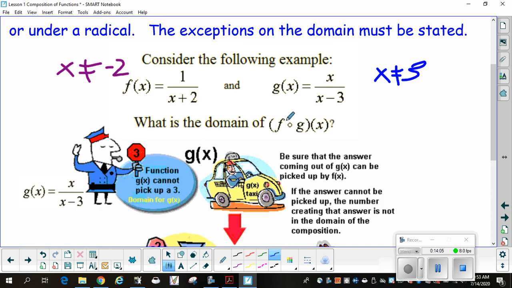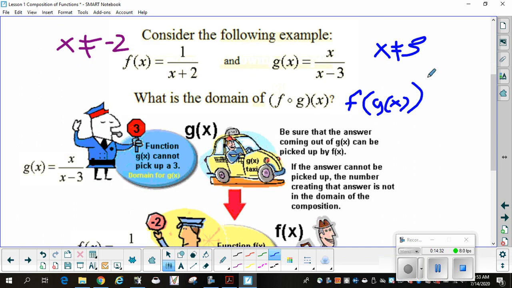So, what is the domain of f of g of x? Oh, a little trickier. So what I have to do is say, okay, g of x is the first thing, right? Because this is the same thing as f of g of x. So, function g of x cannot pick up a 3. He can't pick up a 3. So, this has got to be part of it. Then, he also has to be careful, because if he picks up somebody who results in a negative 2, f of that person's going to get stranded. That number is going to get stranded in the middle here.